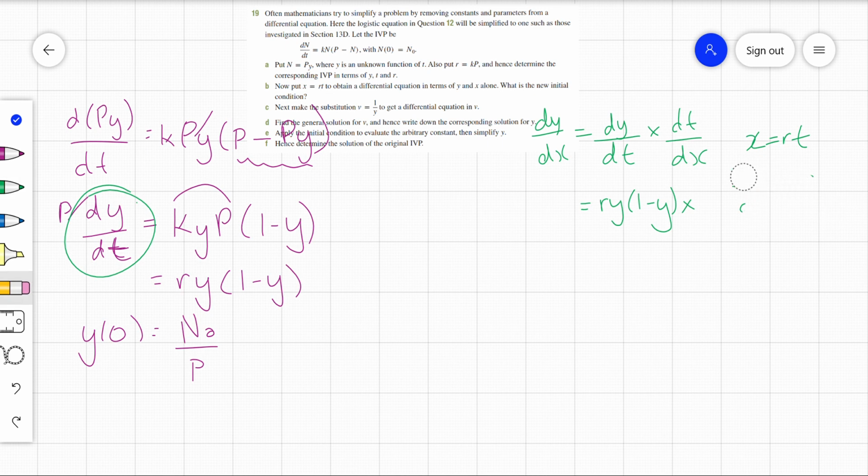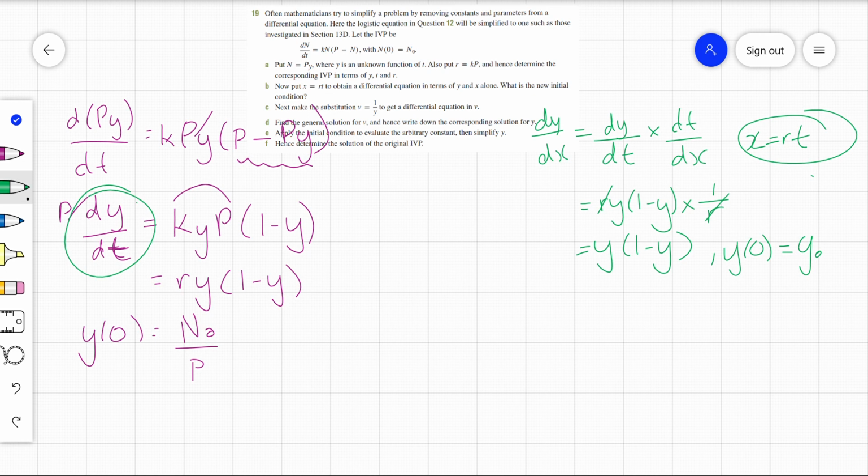So I'm just going to rub that out so I can do it. Now I've got 1 on r here, you'll see that cancels with that, and we just get y(1 minus y), and that's in terms of just x's and y's, so we're all good there. The initial condition here being, again, y0 equal to some initial condition, where y0 is N0 on P. So if you think about when x equals 0, t is equal to 0.